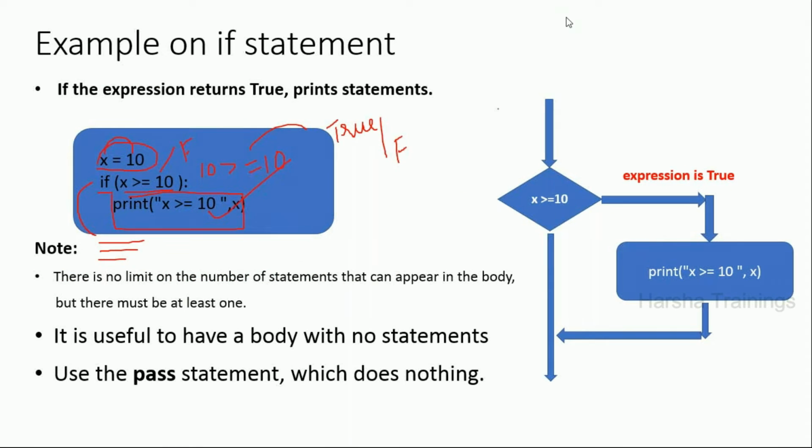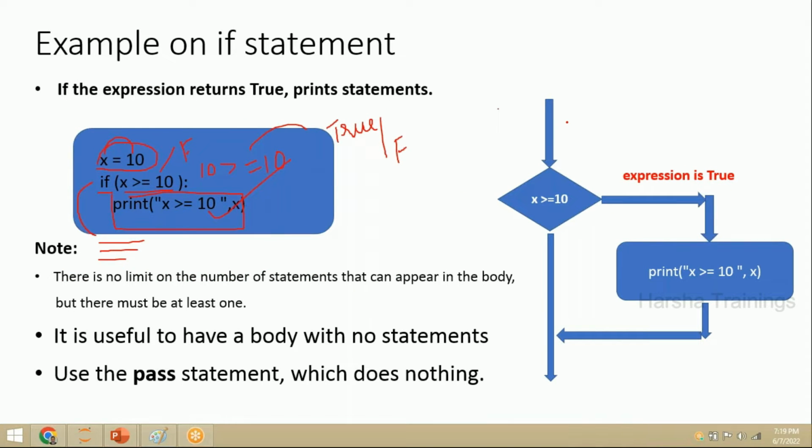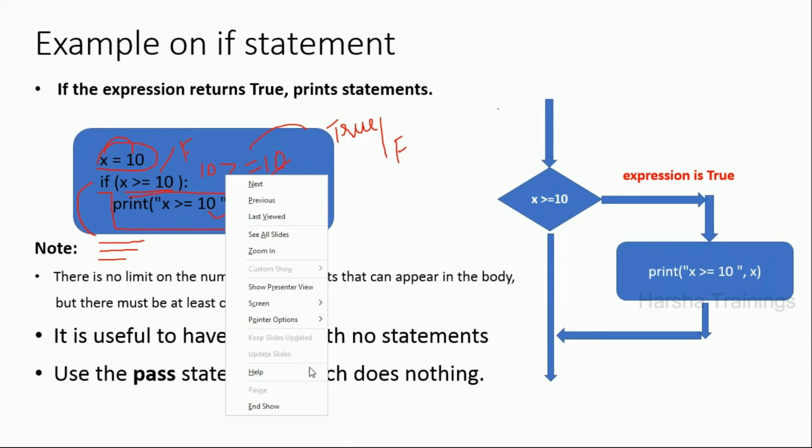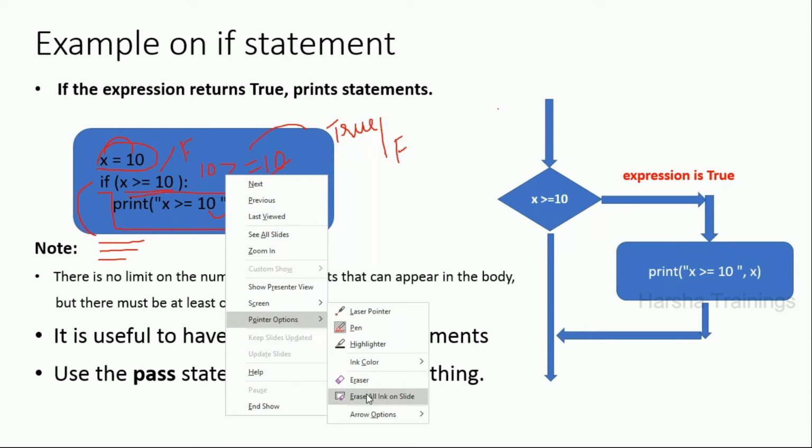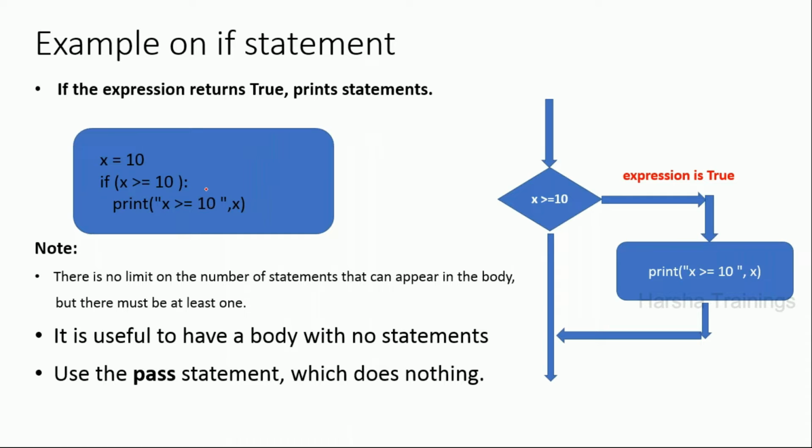I have a question about this example. Say we have a print statement: x is greater than or equal to 10, in double quotes, then comma x. What does that specify? I will discuss it. Here it is a string, okay?